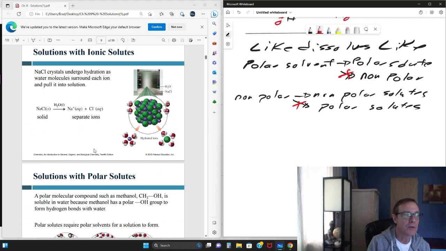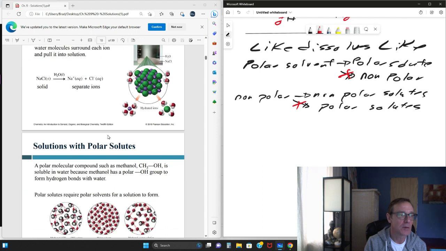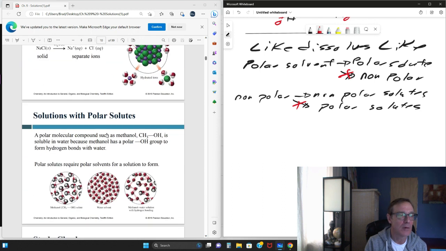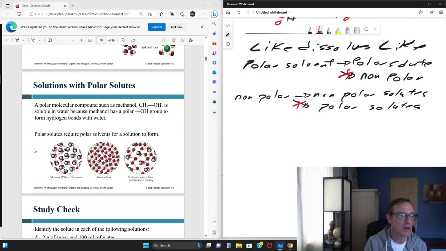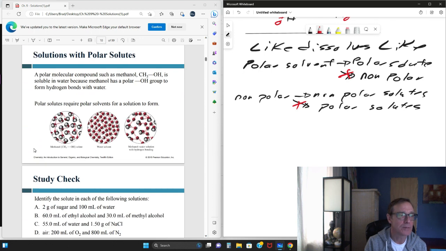Okay, so we'll start with one of the easiest ones, dissolving sodium chloride, or table salt, in water. Sodium chloride is, of course, an ionic bond between sodium and chloride. They get pulled apart by the polar molecules of water, and you can get a bunch of sodium and chloride as individual ions in solution in water. Like dissolves like. Polar solvent, polar solute.